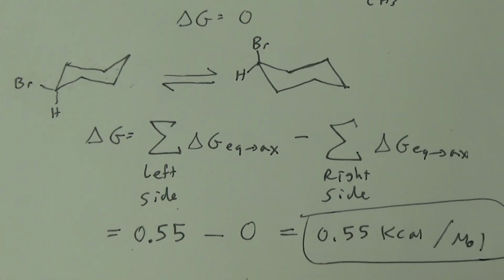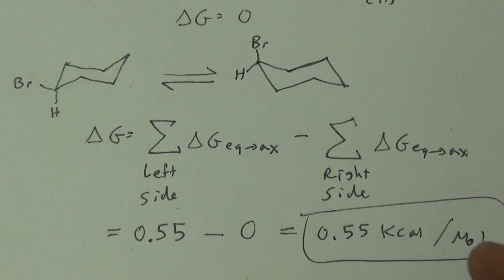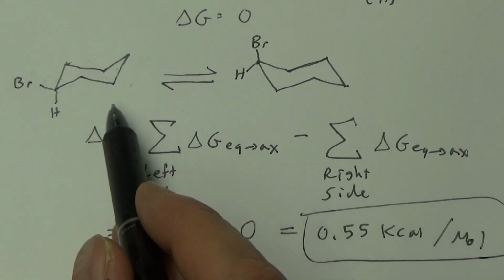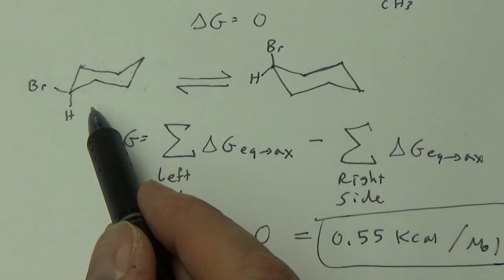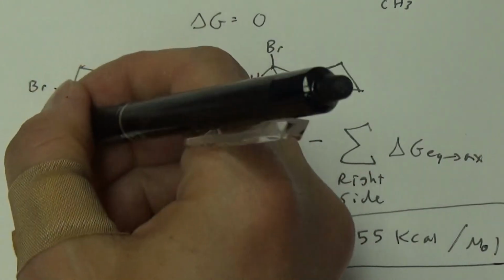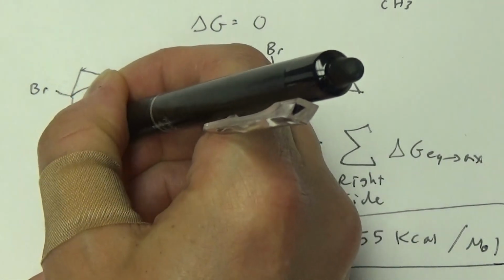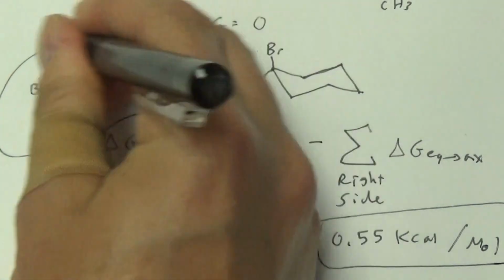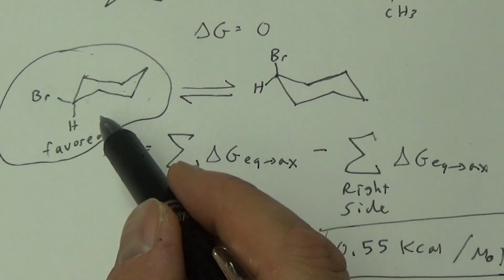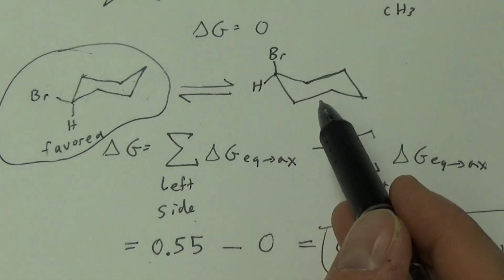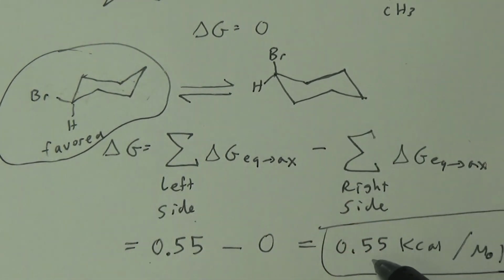So who is the favored molecule? Well, we know that, between the two, obviously the left is going to be favored because it's equatorial, right? But now we also know the delta G value. It's 0.55, which is a left favored equilibrium, right? When is it a right favored equilibrium? When delta G is negative, as you've learned, right? Okay. Alright, so let's try another one.